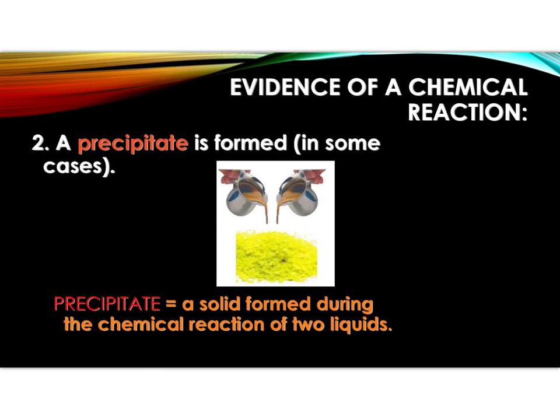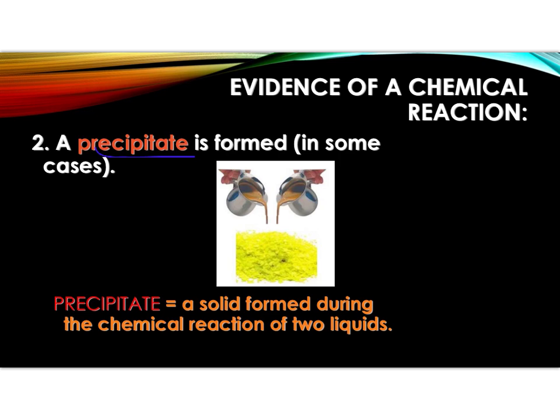Evidence number 2, and most students tend to forget this, especially on test day. A precipitate, make sure you have this word written down. A precipitate is formed. If you are not familiar with the word precipitate, write this definition down as well: a solid formed during the chemical reaction of two liquids. I'm going to take two liquids. As soon as those two liquids touch, they form a solid in solution.